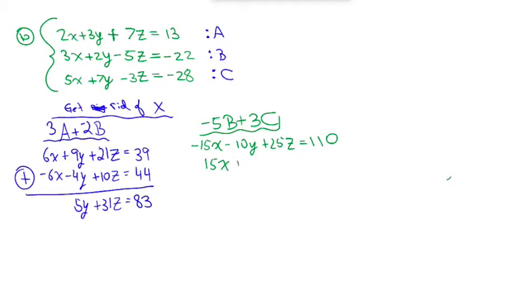+3 times 7, +3 times -3 is equal to, I have no idea, what's 3 times 28? -84. And then take these two equations, add them up, see what happens.